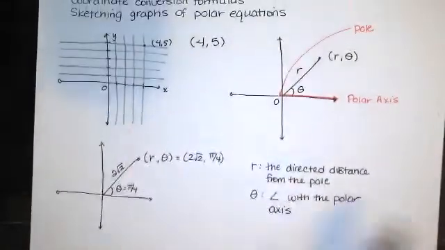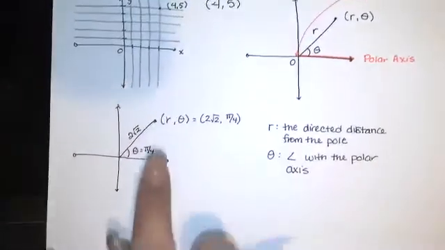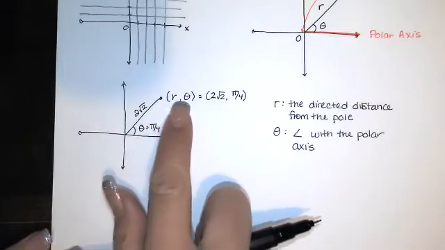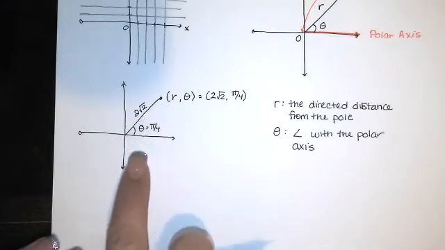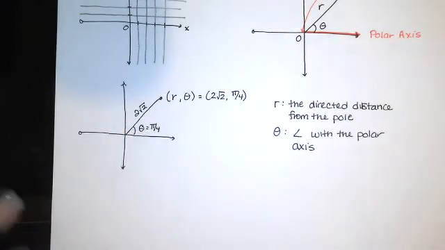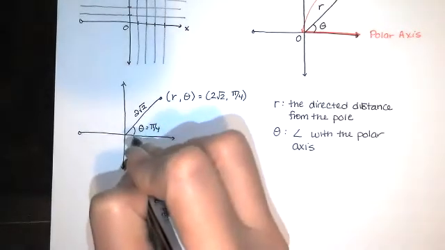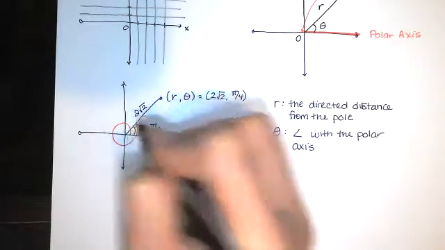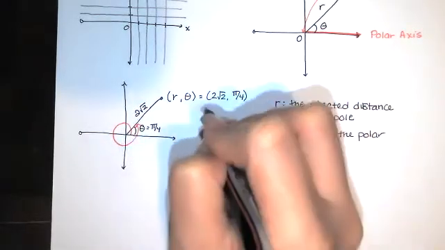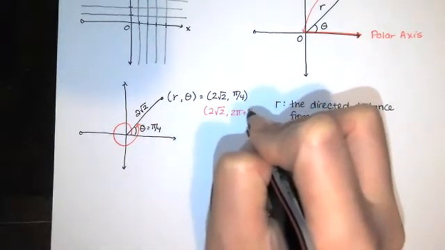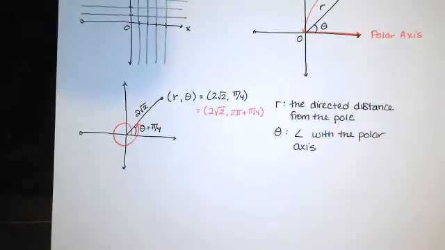Now in rectangular coordinates, there's only one way to represent this point. But because of this theta here, there are actually infinitely many ways to represent this point. I would end up at this same location if I added 2 pi to this angle. So rather than going from 0 to pi over 4, I could go from 0 to 2 pi plus pi over 4. So that same location could be represented by 2 root 2 and 2 pi plus pi over 4. Or we could use a negative r value.